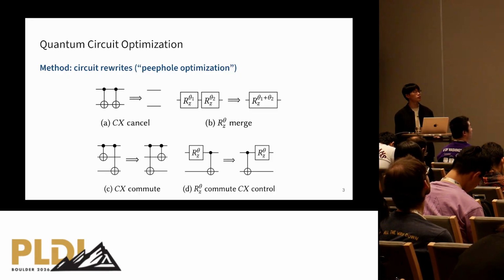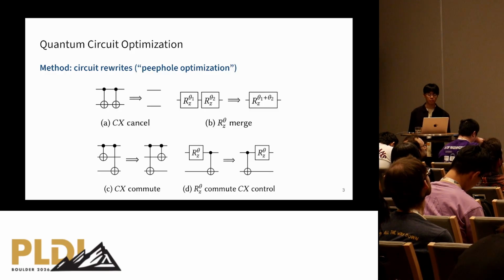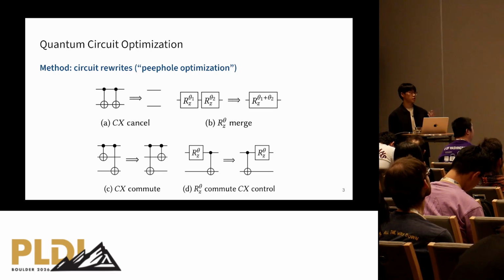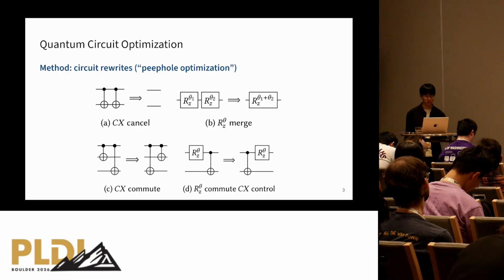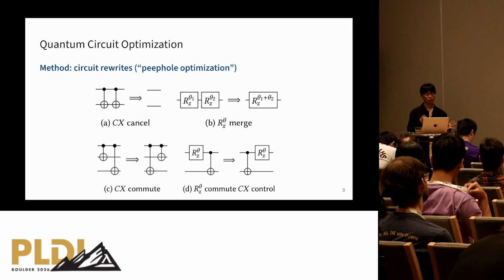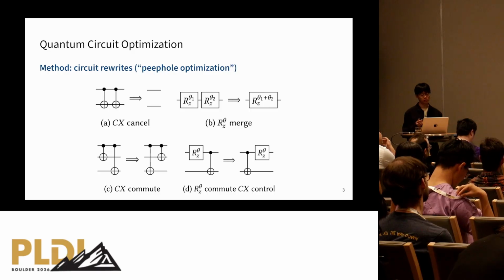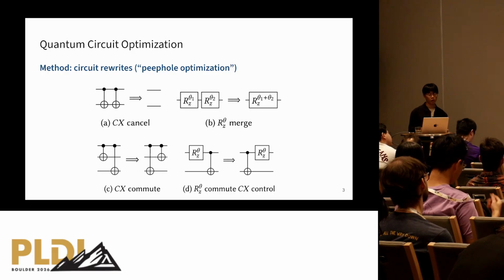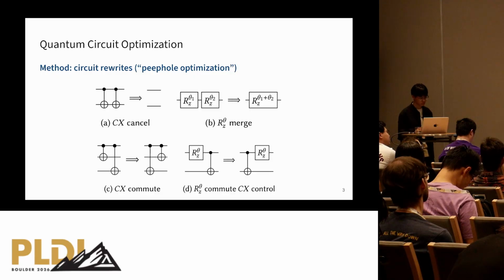So here are a few examples. For example, the CNOT gate cancellation rewrite rule will cancel two adjacent CNOT gates into an empty circuit, and the rotation merge rule will merge two adjacent rotation gates into only one, accumulating their phases. And there are also some commutation rules to rewrite and reorder two adjacent NOT gates or CNOT gates, to reorder their position in the gate sequence.